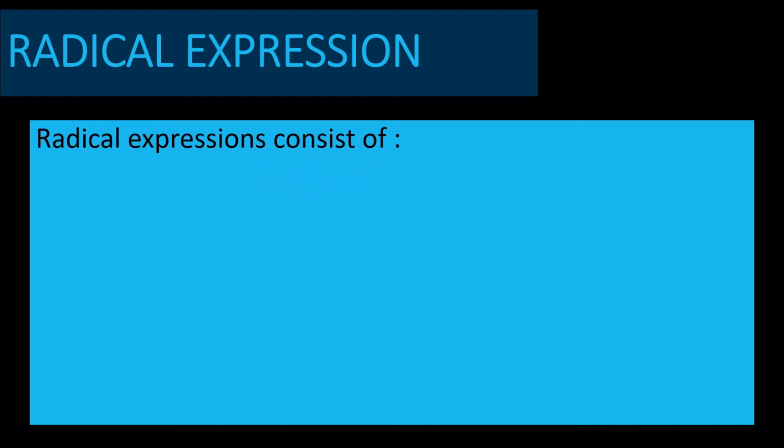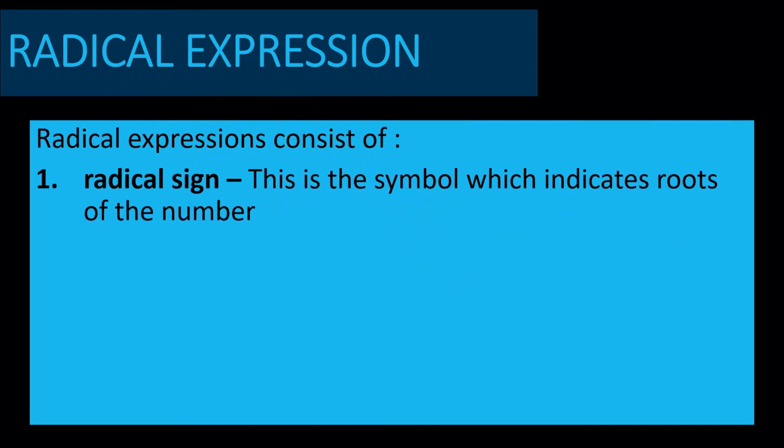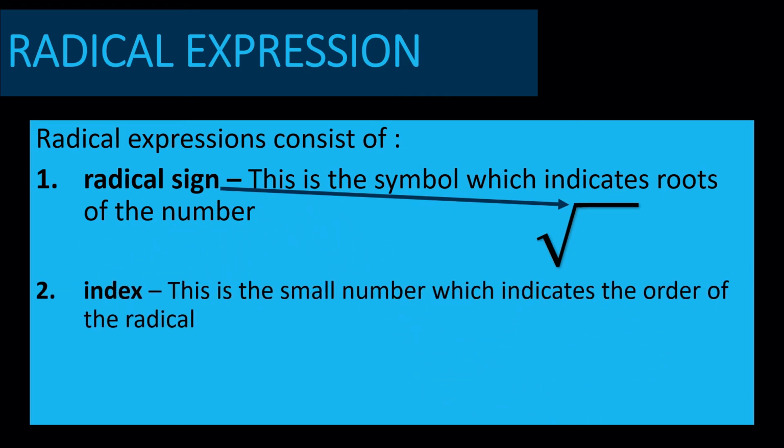Radical expressions consist of the following. First, radical sign. This is the symbol which indicates roots of the number. So this is how a radical sign looks like. Next, we have index. This is the small number which indicates the order of the radical. So for example, we have that small number 3. That is the index. So it tells us the order of the root.